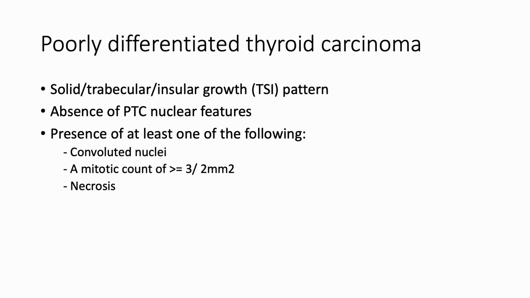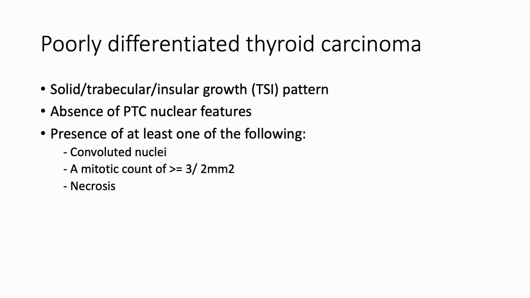The WHO system divides high-grade non-anaplastic thyroid carcinoma into two categories: poorly differentiated thyroid carcinoma, PDTC, and high-grade differentiated thyroid carcinoma, HGDTC. These terms are often used interchangeably in practice, which can be confusing. For today's discussion, we will follow WHO terminology. The first group is poorly differentiated thyroid carcinoma.